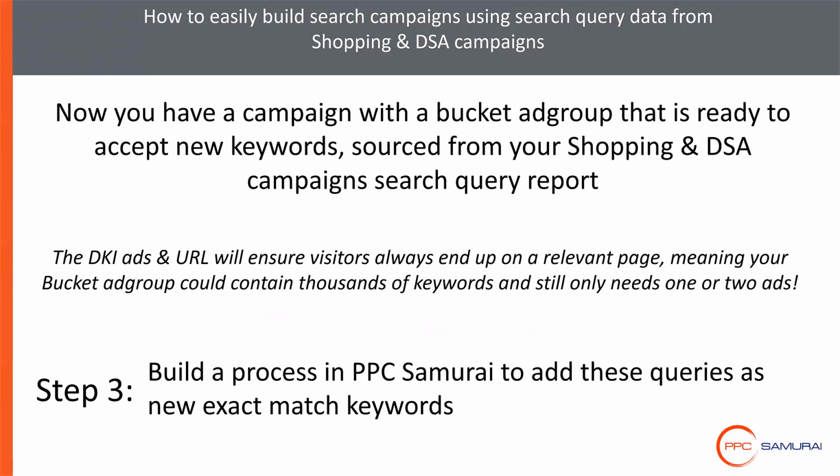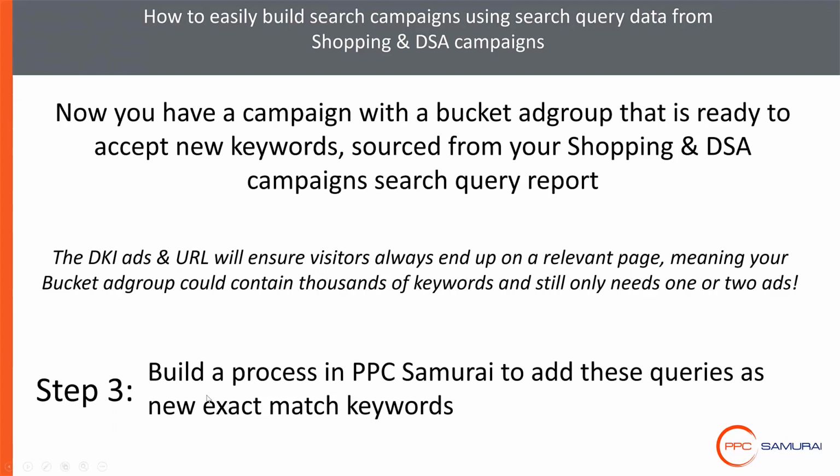So now the situation we're in is we've got a campaign that we've built. We've got one ad group in there, which is a bucket ad group. That ad group has 1 or more DKI ads, depending on how many you set up. And now it's ready to start accepting keywords from the DSA and the shopping campaigns, once you set up your budgets and targeting and all that stuff. So basically get it ready at this point to start firing ads. And in a second, I'll show you the process that we use to scrape the search queries and start adding them into the ad group.